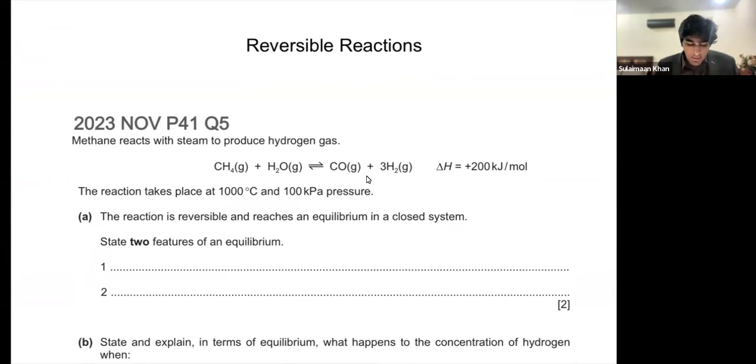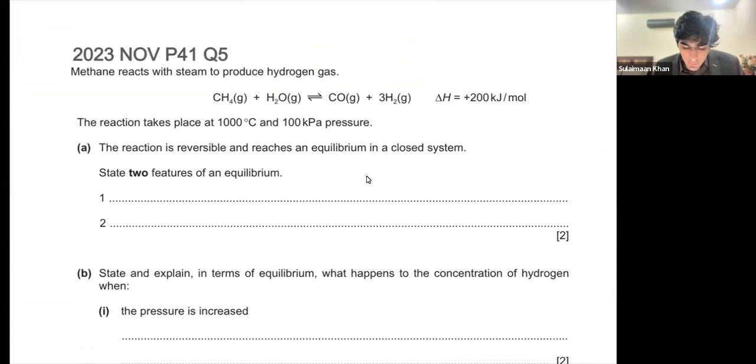So question number one says methane reacts with steam to produce carbon monoxide and hydrogen. The forward reaction has a positive sign, and this positive sign always indicates that the reaction is an endothermic reaction, right? So overall energy is taken in from the surroundings. The energy taken in during bond breaking is more than the energy given out during bond formation. It says the reaction takes place at 1000 degrees Celsius and 100 kilopascals pressure. The reaction is reversible and reaches equilibrium in a closed system.